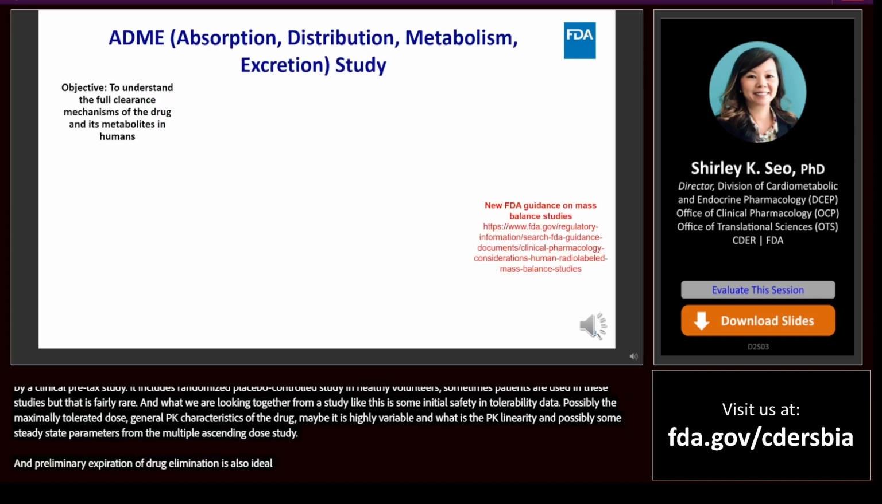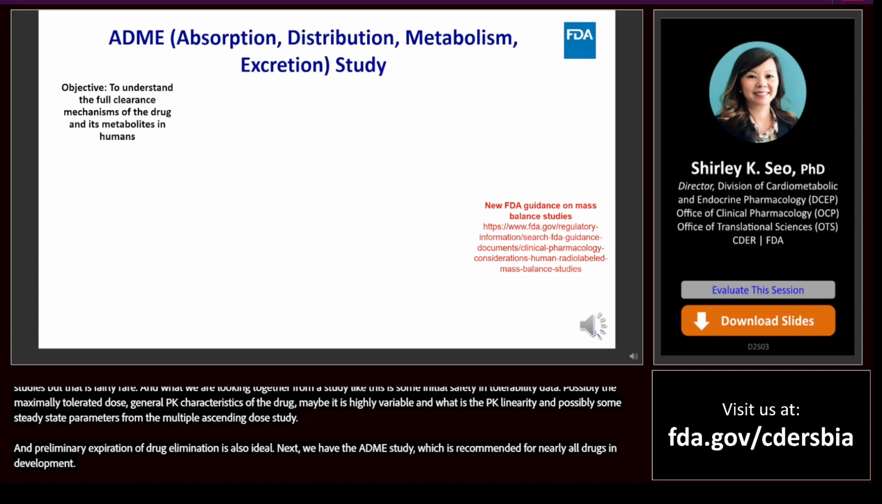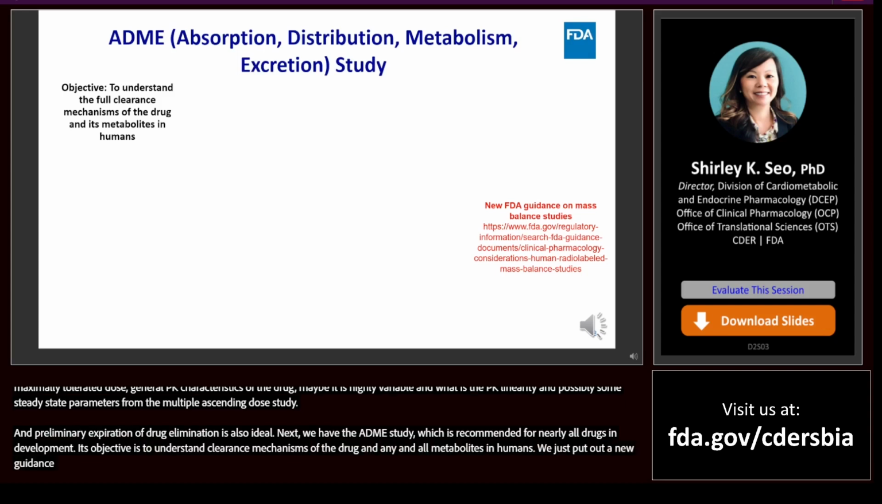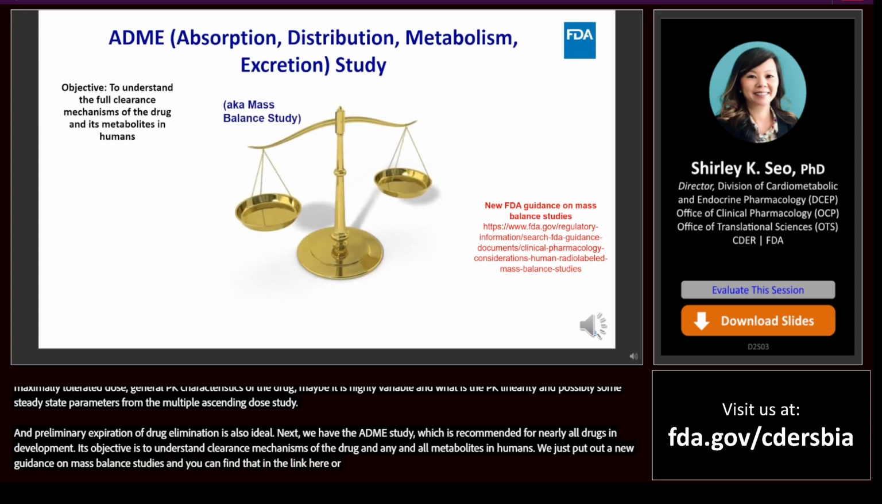Next, we have the ADME study, which is recommended for nearly all drugs in development. Its objective is to understand the clearance mechanisms of the drug and any and all metabolites in humans. We just put out a new guidance on mass balance studies, and you can find that in the link here, or you can navigate to the FDA guidance website. It's sometimes referred to as mass balance studies, but a lot of folks also call it an ADME study.